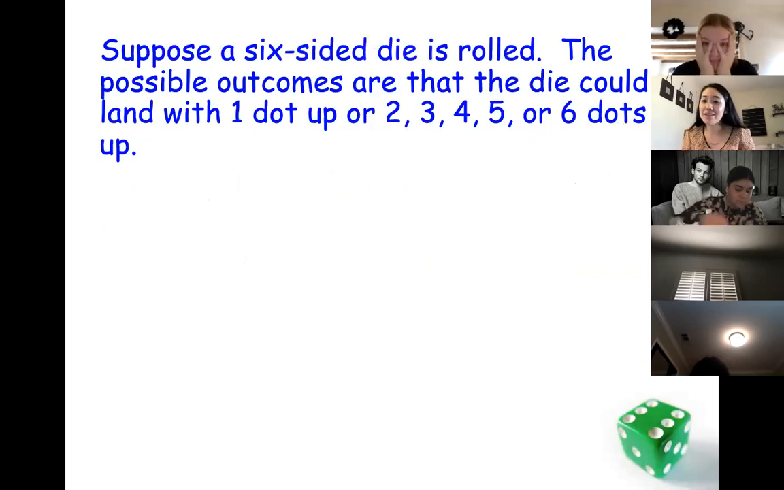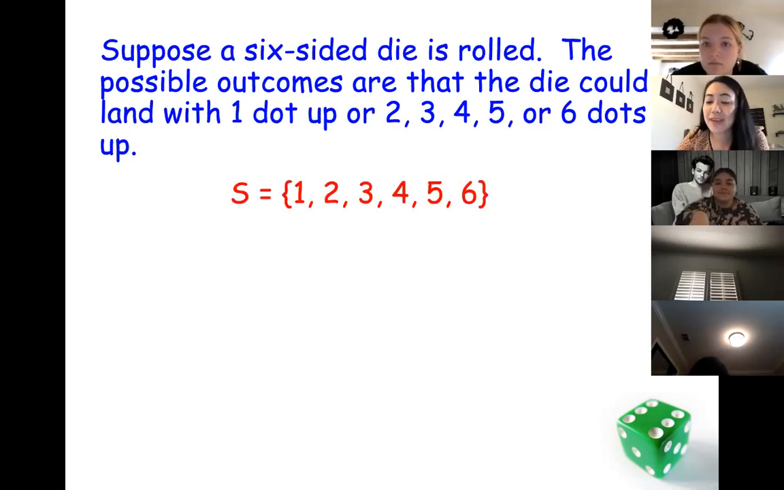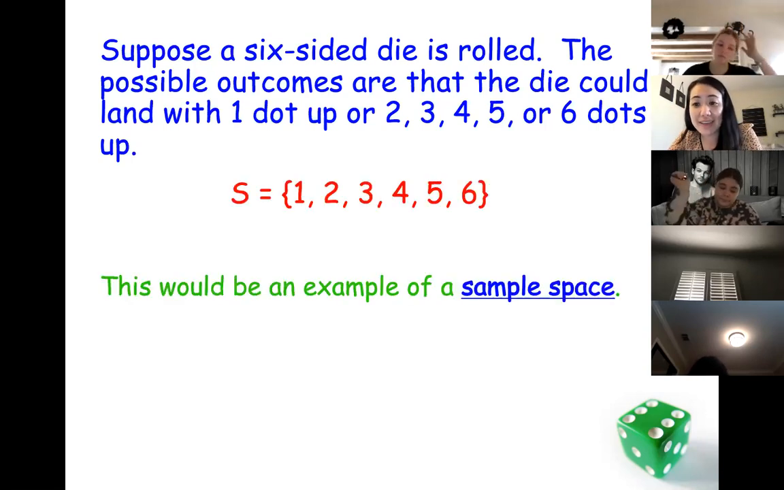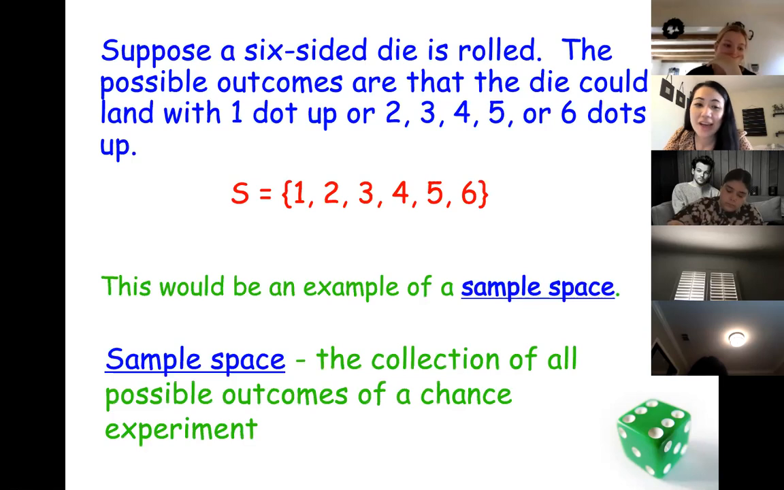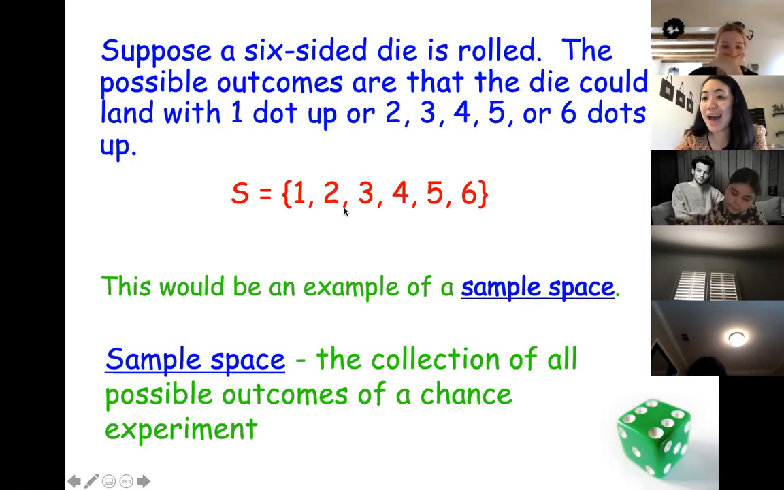For example, let's pretend we have a six-sided die, just like the one on the bottom right corner. The possible outcomes when we roll the die are either a 1, 2, 3, 4, 5, or 6. If I list it out like this, that is what we call the sample space. A sample space is the collection of all possible outcomes of a chance experiment. It's the list of all possible outcomes. So for rolling one die, this is our sample space.